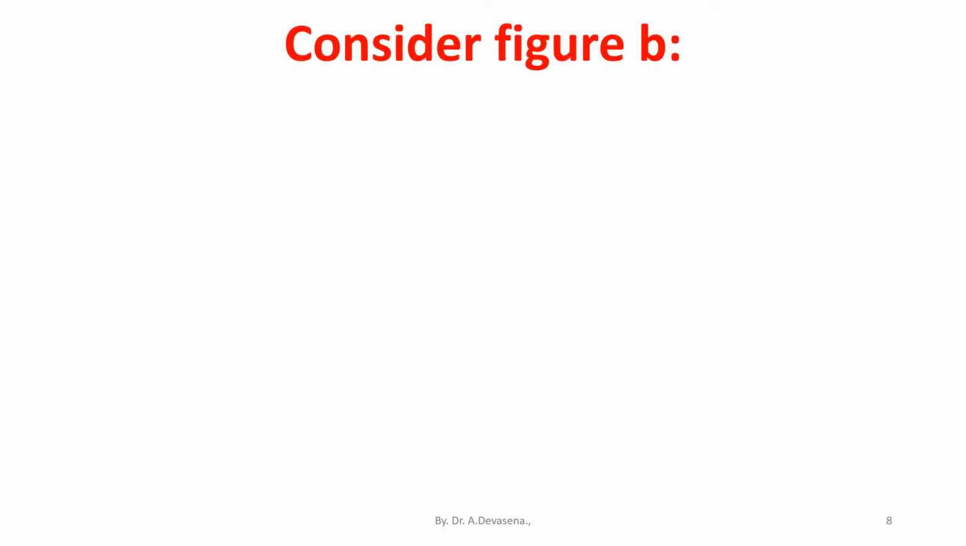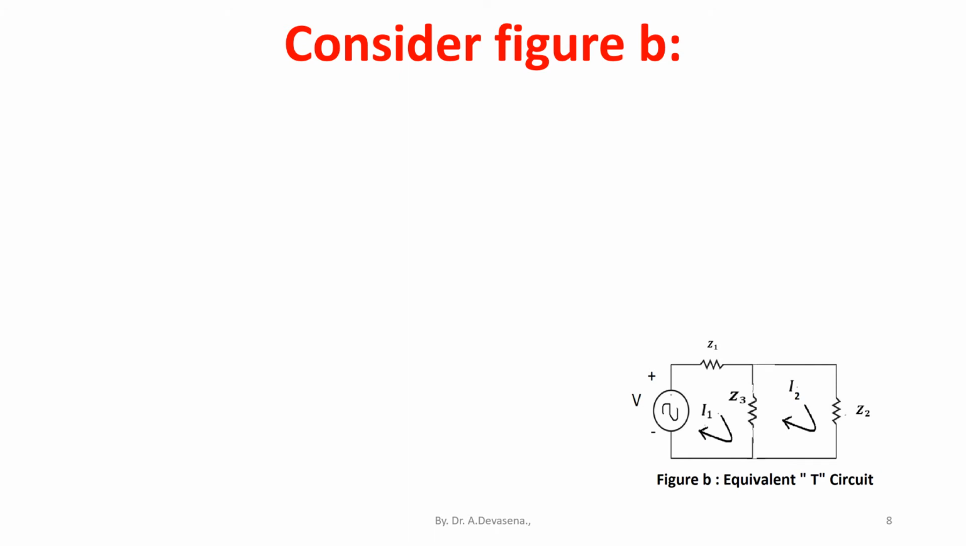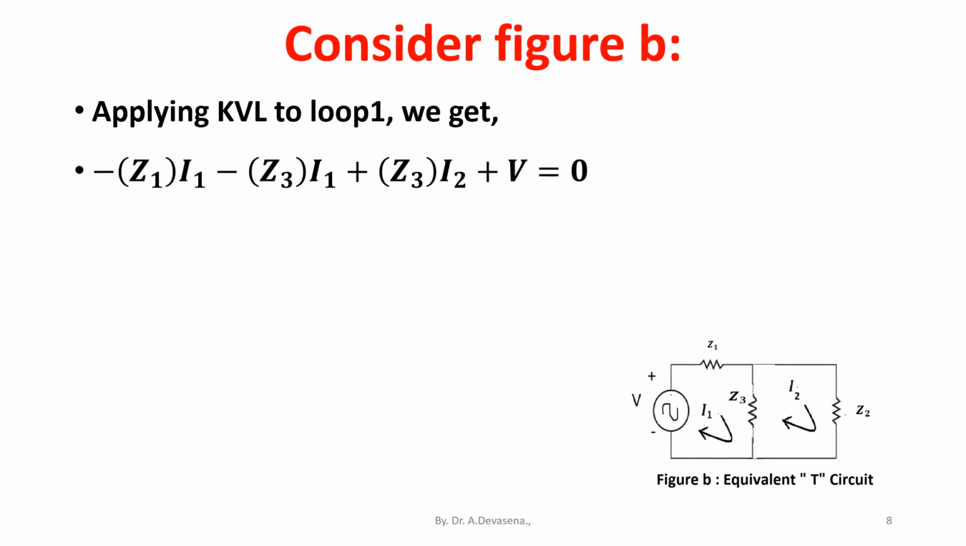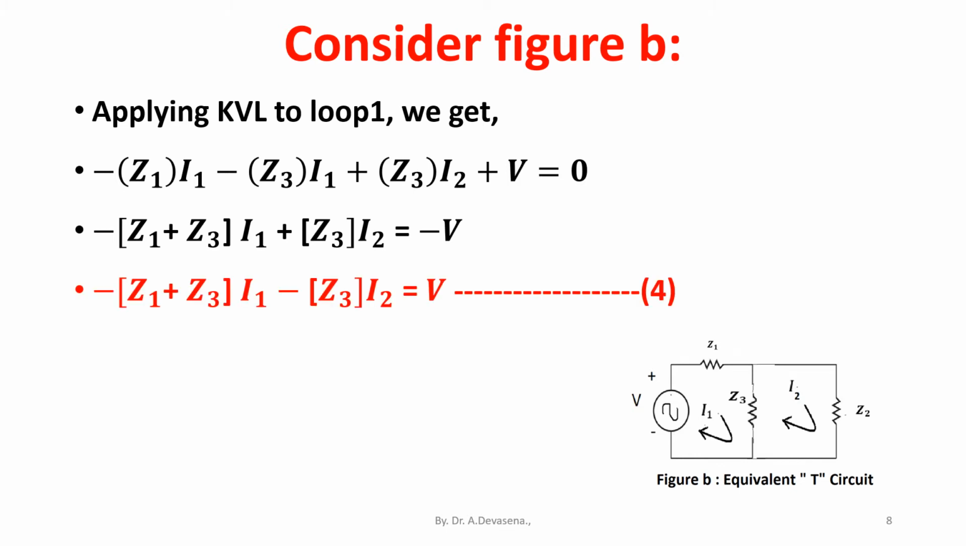Consider figure B. This is the equivalent T section of figure A. Applying KVL to loop 1 in figure B, we get minus Z1 I1 minus Z3 I1 plus Z3 I2 plus V is equal to 0. That is, minus of (Z1 plus Z3) into I1 plus Z3 I2 is equal to minus V. That is, (Z1 plus Z3) into I1 minus Z3 I2 is equal to V. Consider this as equation 4.